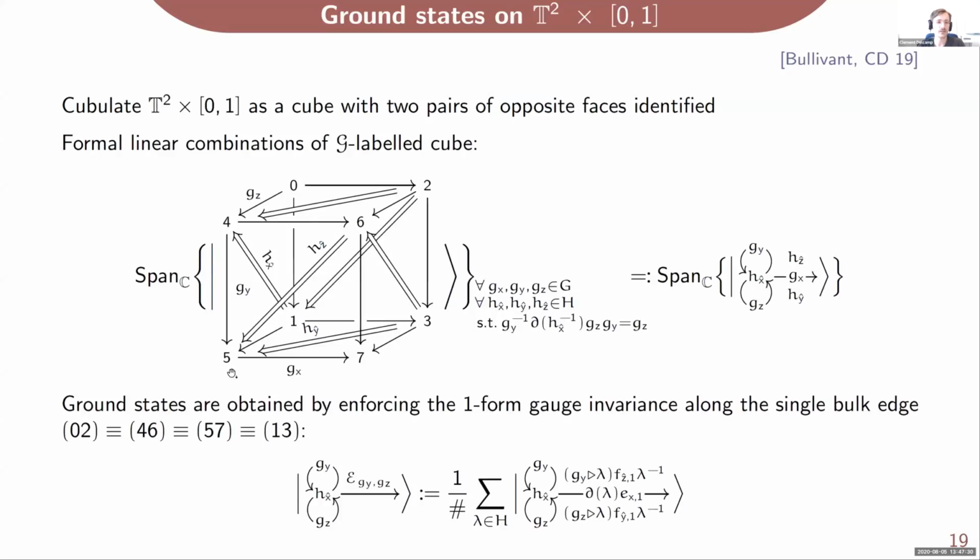The reason is that we have to enforce the one-form gauge invariance along the single bulk edge. This is something that doesn't happen in gauge models, because in gauge models, a flat connection is enough to write a ground state on the cylinder. Now that we have gauge invariance along edges as well, since there is a bulk edge in this manifold, we need to enforce it. So we apply the definition of the ground state projector at this edge. This is the formula below, whose details don't matter, but what it means is that it's actually labeled by an equivalence class of colorings in the bulk with respect to the one-form gauge invariance.